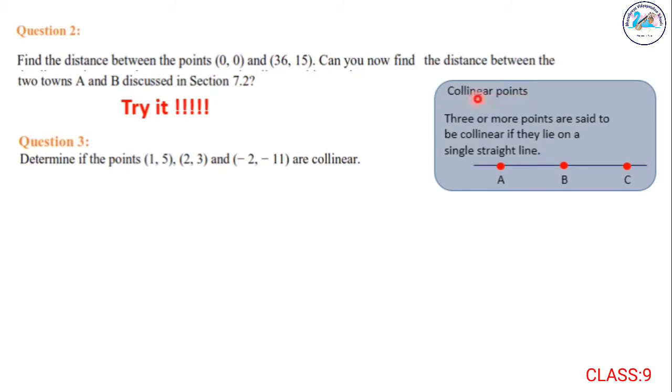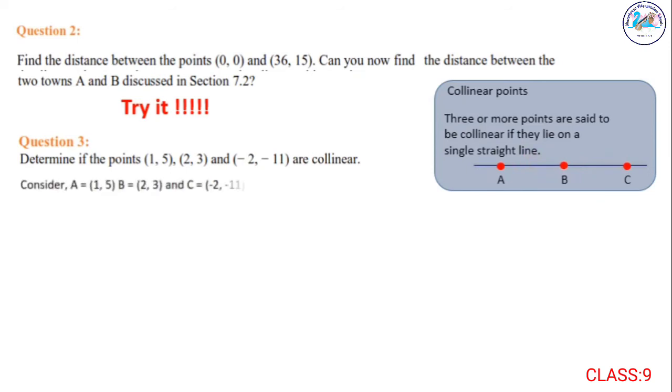So how to prove the collinearity? Very simple. First we calculate the length of AB. Second we calculate the length of BC. Then if you add AB and BC, we should get AC. Then only we can tell that A, B, C are in a line. Once again, we calculate AB, then BC, and adding AB and BC we should get AC.